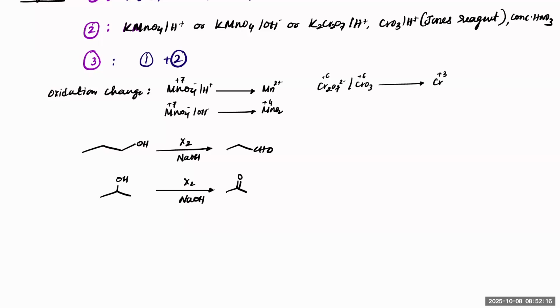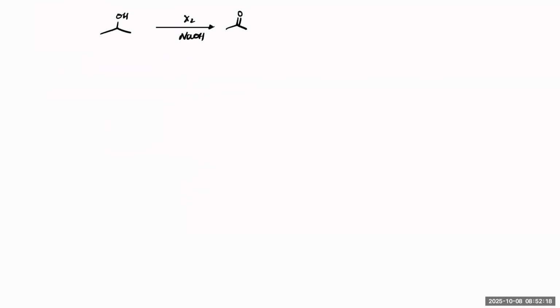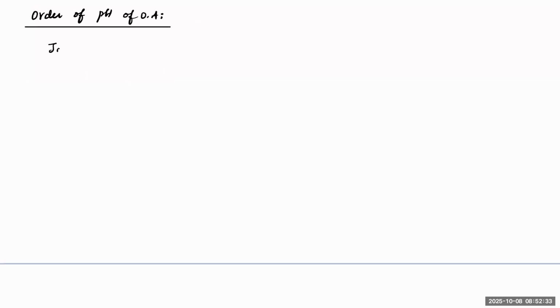Now, notice the order of pH of the solution. This pH will define their oxidizing nature as well. So if you notice, Jones reagent will have very low pH, then comes PCC, then comes PDC, and then comes Collins, or Sarets.